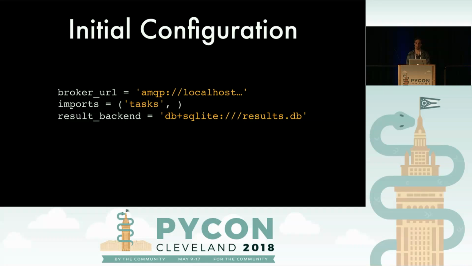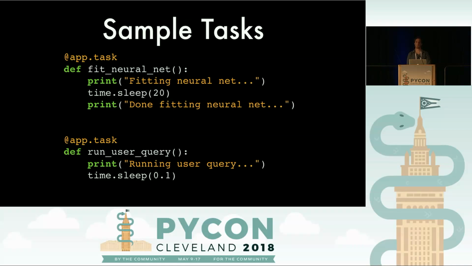Here's our basic Celery configuration. It contains our RabbitMQ broker's URL, a list of Python imports for workers to use, and a backend for storing asynchronous results, which in this case is a simple SQLite database, but could be something larger like Redis in production deployments. Here, I define two mock tasks that are proxies for other jobs in the system. In this example, the fit neural net task is meant to take significantly longer than the run user query task.